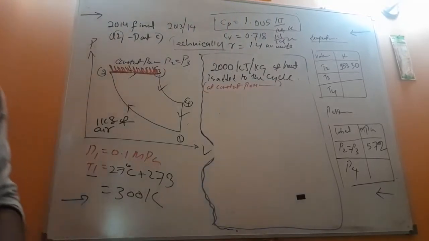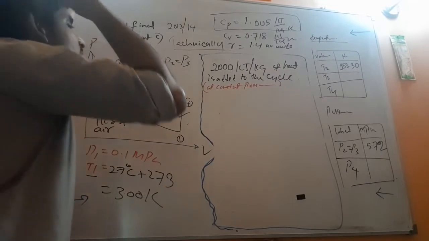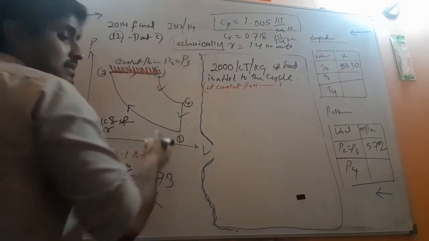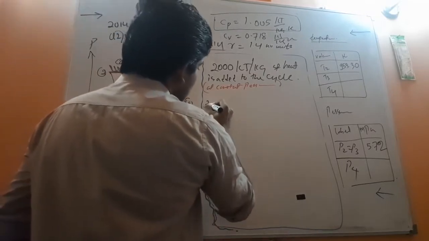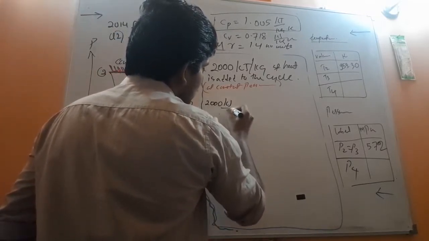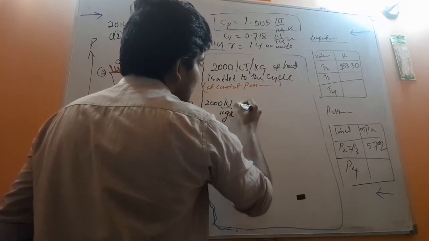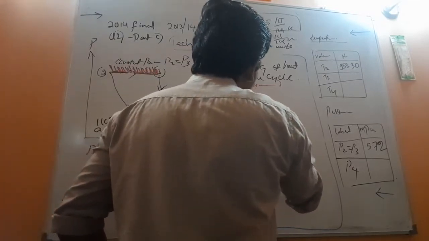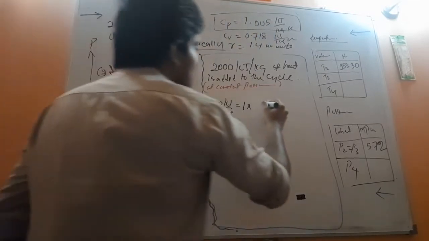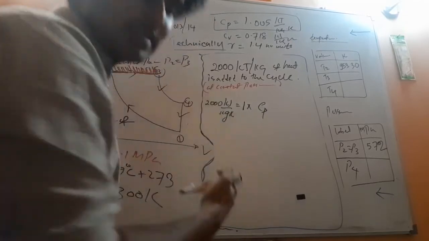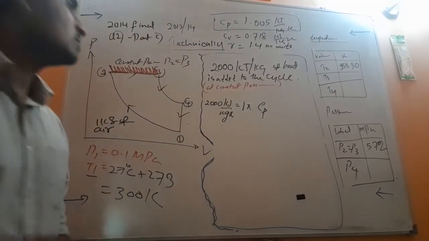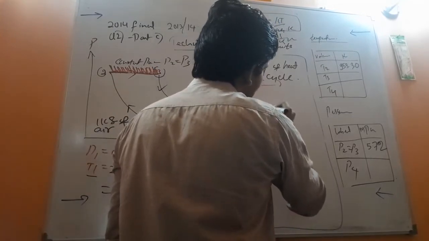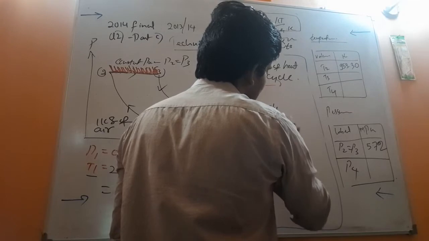Okay. Now they have given you the energy added. What is the energy added? 2000 kilojoules per kilogram. What is m? That is 1 kilogram now. What is the constant you have to consider? Cp, because it is a constant pressure heating process, right? So what is Cp? 1.005 kilojoules per kilogram per Kelvin.